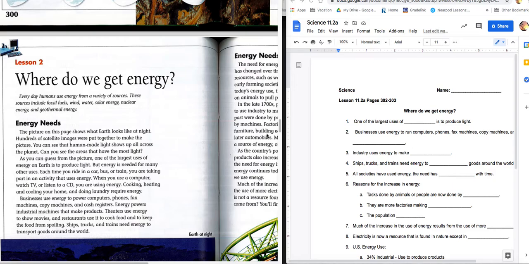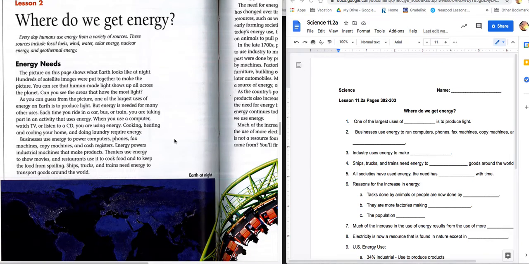We've been talking about the different types of energies. We're going to get into more of the different types of energies, how we use energies in this world and where we get this energy from. It says every day humans use energy from a variety of sources. These sources include fossil fuels, wind, water, solar energy, nuclear energy, and geothermal energy. So we're going to talk about renewable energies in this lesson. Today we're going to get just the first half of it as we start to understand our energy needs and the importance that comes from those energy needs.